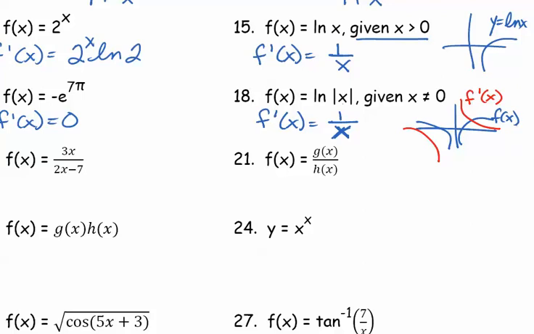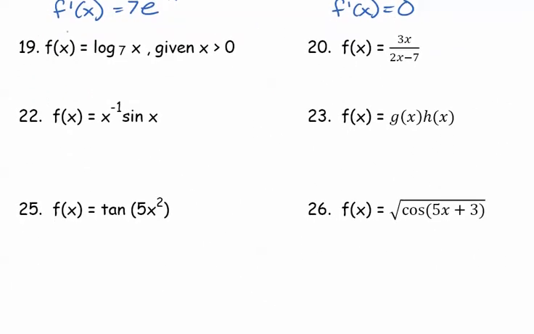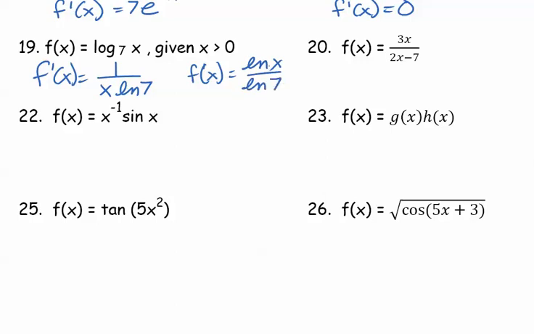All right, so let's do the next section in order. We still have one more log problem here. The derivative of the log of x in base 7 is 1 over x times the natural log of the base. Where this comes from is the change of base formula. If you had written f of x as natural log of x over natural log of 7, and then do the quotient rule, that's how you would come up with this formula. 20 is our quotient rule.